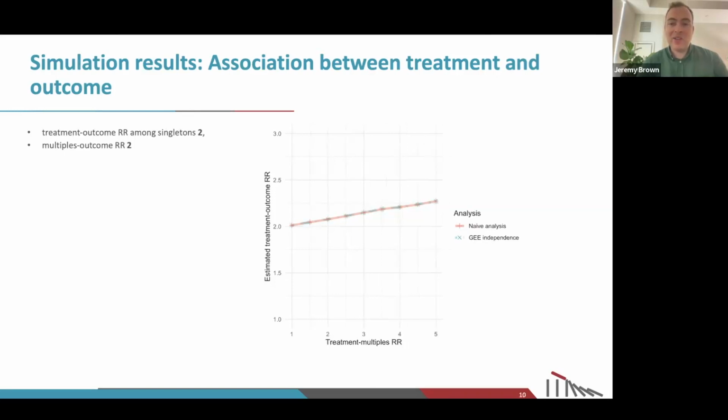And now if we add the GEE independence approach, we see they're estimating the same estimand, and we're getting very similar estimates. And if we add the exchangeable generalized estimating equations approach, we see that it estimates a slightly different estimand because it's weighting the multiples differently. And if we look at the pregnancy level, we see also that it's slightly different, but again, these estimates aren't greatly different from each other.